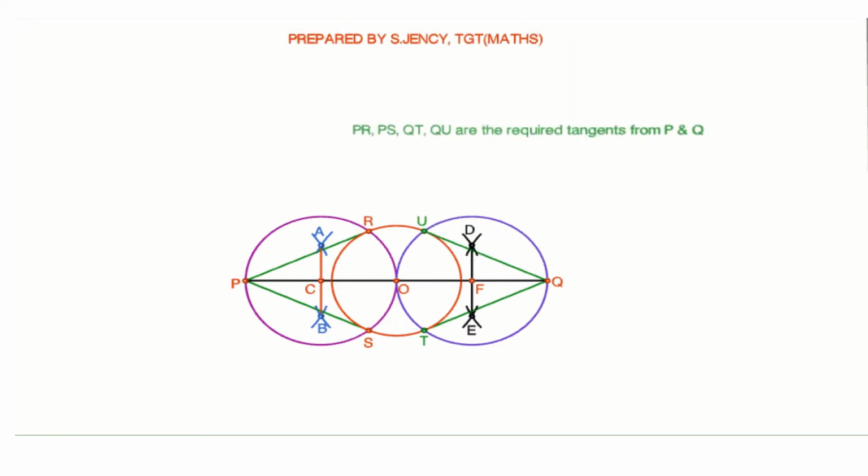Clear? So PR, PS, QT, QU. These are all the tangents we need from P and Q. Easiest problem, with one single circle, we are extending the diameter from P to Q. Again, we are drawing from P side one circle and Q side one circle, joining the tangents. Okay.